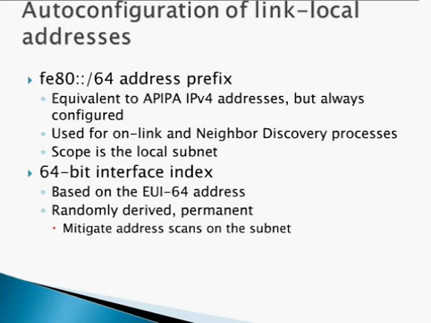Now we can create this interface identifier based on what's called an EUI64 address based on the MAC address. And if we have a 48-bit MAC address, we can translate that to a 64-bit EUI address. Or we can have what is called a randomly derived and permanent interface identifier to essentially mitigate anybody who's doing address scans on the subnet. So that defines the first 64 bits, and the interface identifier defines the last 64 bits. Okay, so that's the link local address.